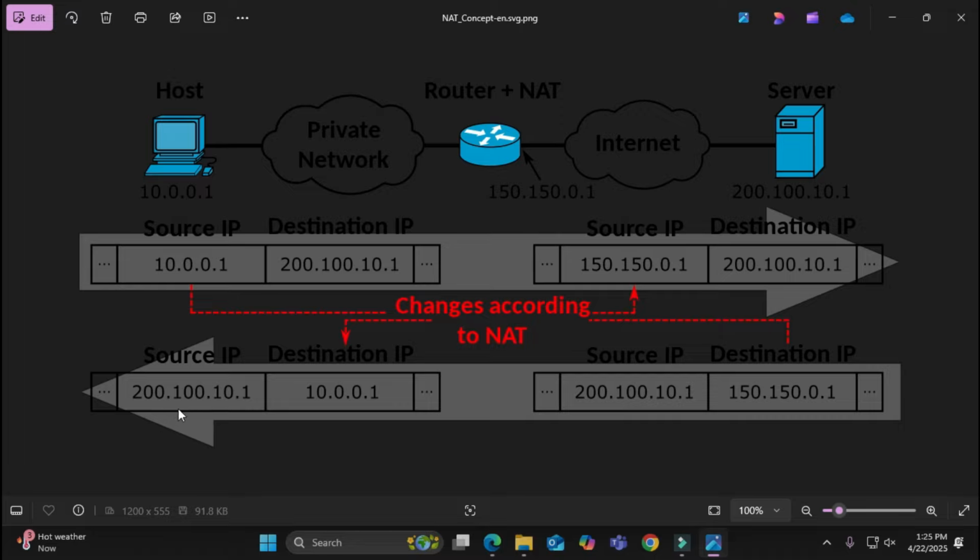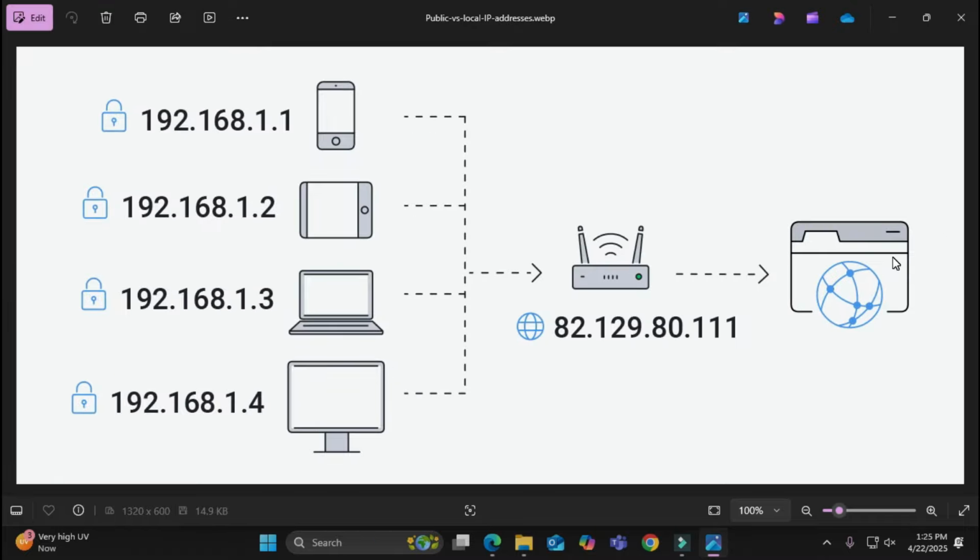The source IP address is this one. You observe this: 200.100.10.1. This is the source IP address. The destination IP address is going to this. You observe this: 10.0.0.1. You observe that here the source IP address is 200.100.10.1. The destination IP address is given this. Again it comes this way. Data changes according to this: 150.50.0.1, this way. This is one type of public address maintenance.